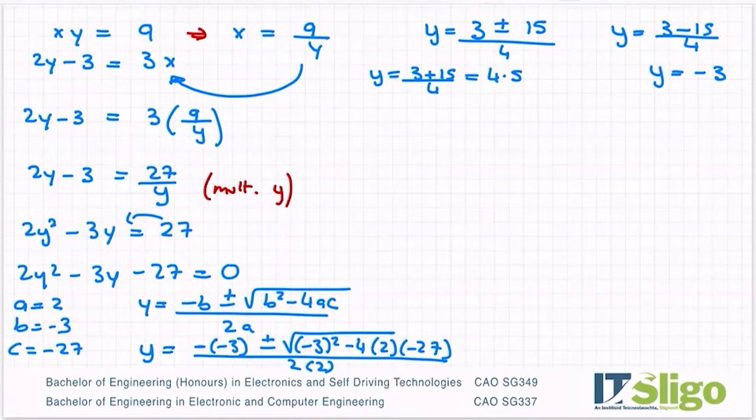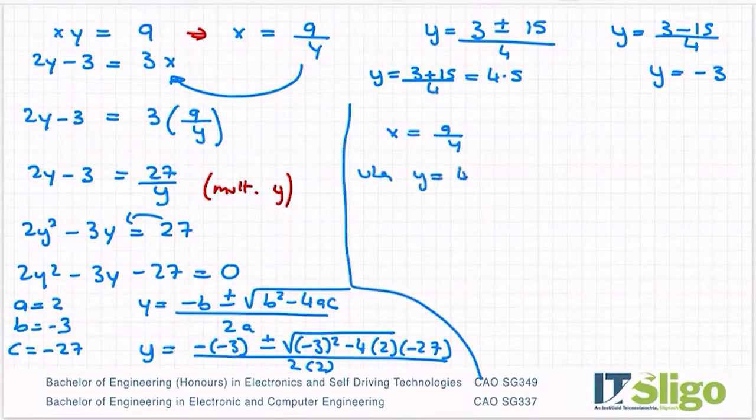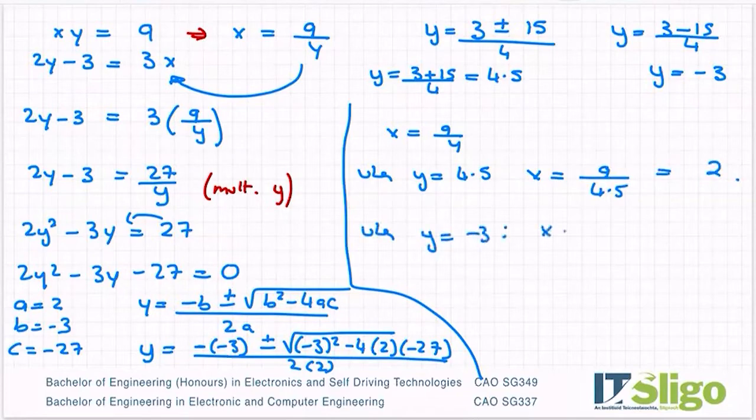Okay, so then I need to work out my x's. The easiest one to use is here: x is equal to 9 over y. So when y was equal to 4.5, x is equal to 9 over 4.5, which is 2. When y was equal to minus 3, x is equal to 9 over minus 3, which is equal to minus 3.